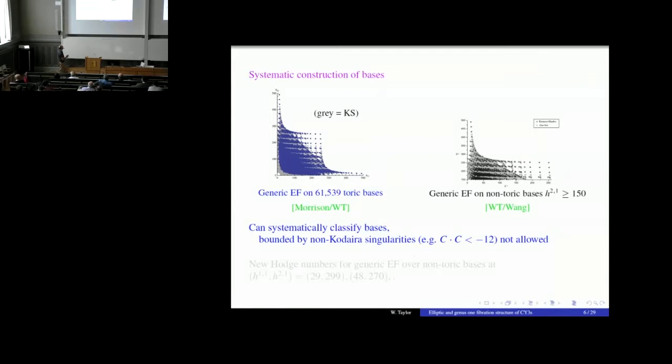If you're a bit more careful and you go to non-toric bases, we did this with Yinan Wang, at least at large h21, we can systematically construct all of the bases, full stop, that support elliptic Calabi Yaus. And we get generic elliptic fibrations over those bases that fill things out. We got down to about 150 before it gets complicated. And this gives us some new Hodge numbers for previously unknown Calabi Yaus.